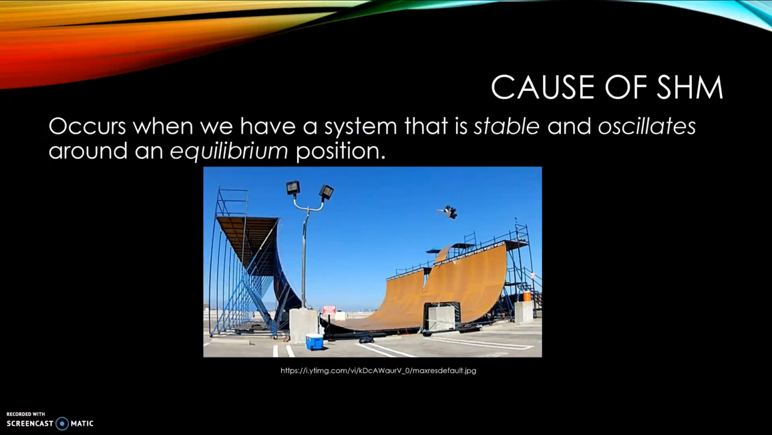We see here with the skateboarder, he goes up, but down here, in this section right here, is going to be the equilibrium position. So he's always going to be returning to this spot. When you have an oscillation that's stable and always returning to the same spot, you're going to have simple harmonic motion. By the way, I'm going to use this a lot, and I don't want to write out simple harmonic motion all the time, so I'm just going to abbreviate it SHM.